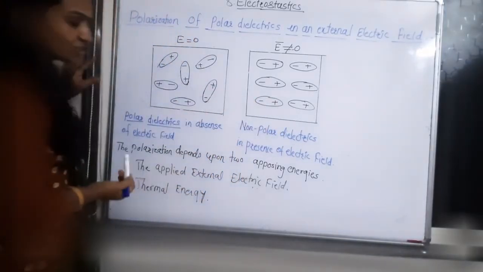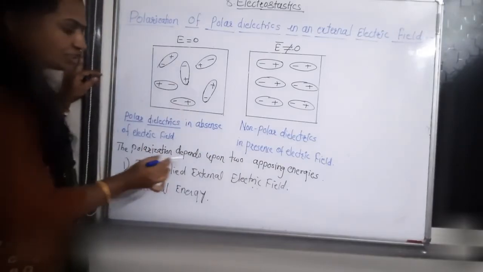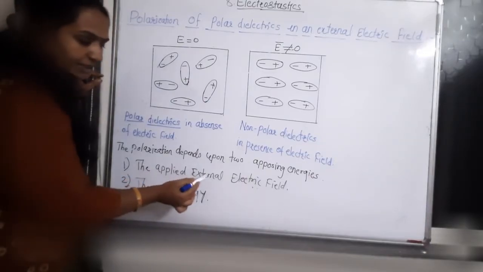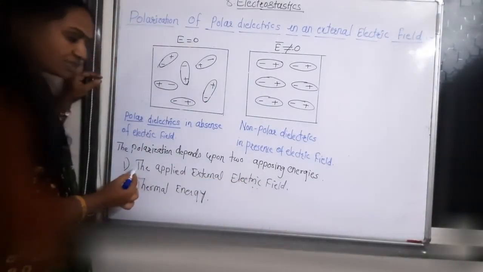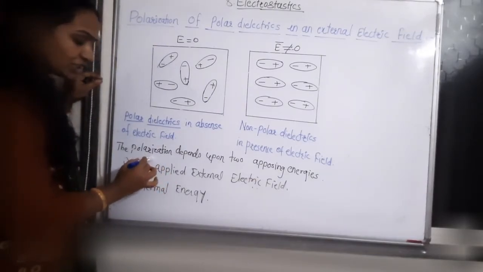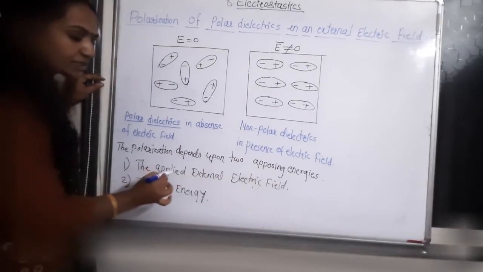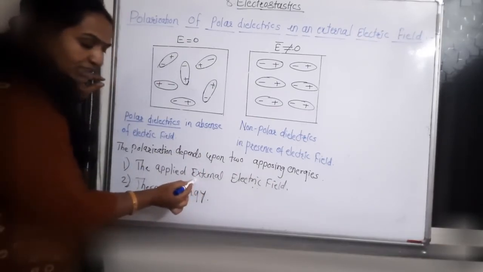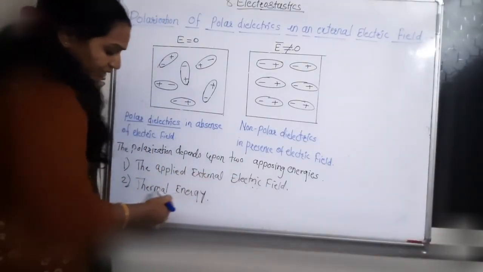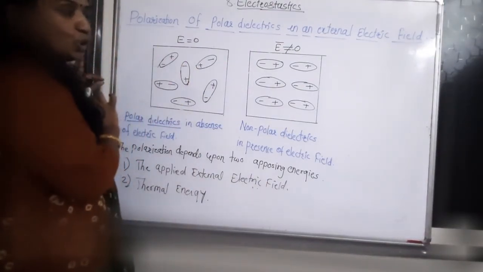This polarization depends upon two opposing energies. The first is the applied external electric field, because of which the molecules align with the field. The second is thermal energy, because of which the molecules are randomly oriented.